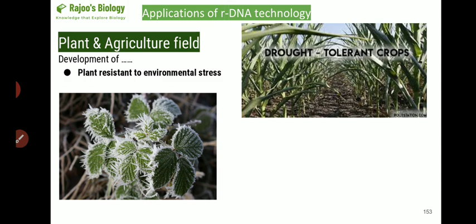Another example of an environmental stress resistant variety is a cold resistant variety. This is a plant which normally does not sustain at very low temperature.